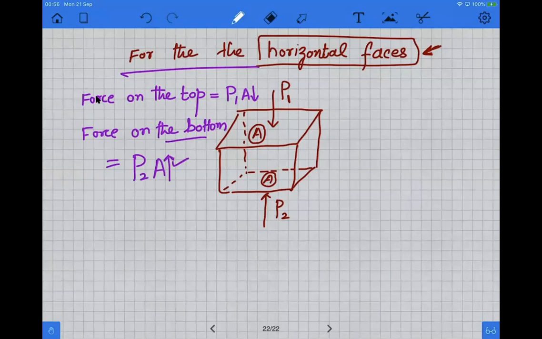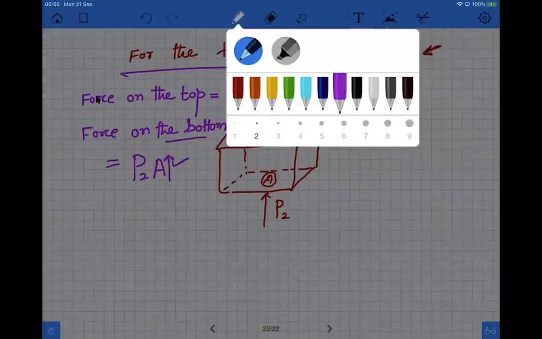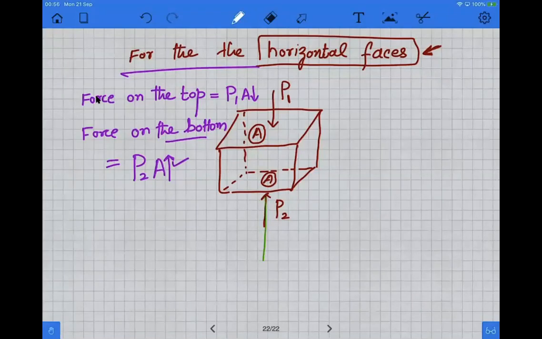And what is their comparison? P2 is obviously a bigger pressure. Because of depth, it is more. At more depth, you have more pressure. At less depth, you have less pressure. P2 is greater than P1 as it is acting.